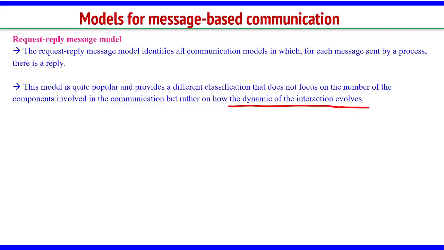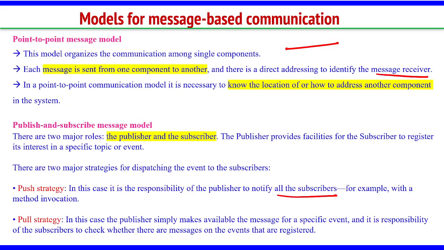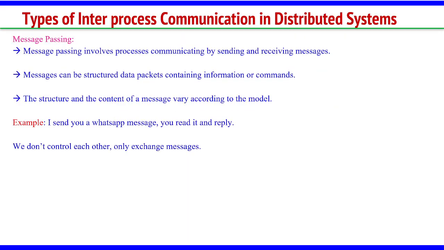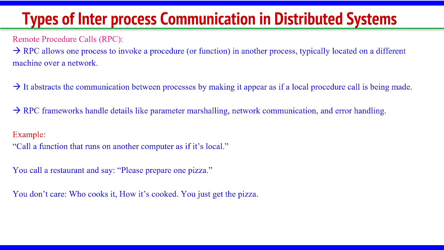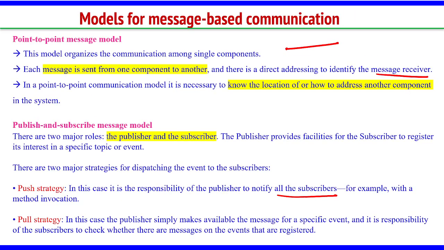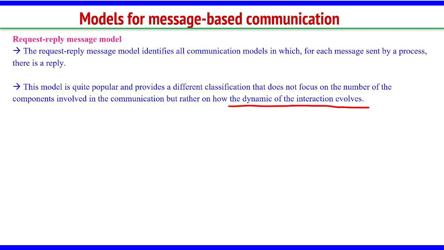So these are different kinds of models for message based communication, right. In summary, what we have seen, we understood what IPC is. There are three types of mechanism in distributed systems: message passing, RPC, remote procedure calls, and distributed objects. And in message based communication, there are three different types of models: the point to point model, the publish subscribe model, and the third one is the request reply model. So this is about the inter process communication which happens in distributed systems.